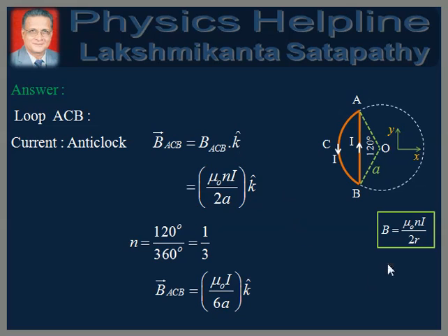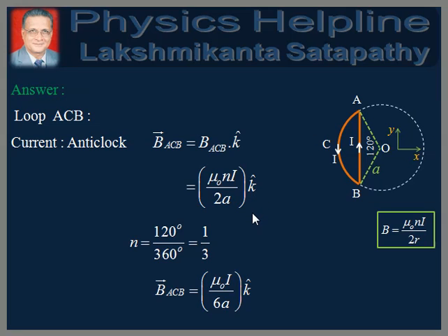Now, we will be using the equation B is equal to mu 0 N i by 2R. This is the magnetic field produced by a circular loop of radius r and N turns carrying a current I. Now in our case, the radius of the circular part is r is equal to a, therefore we write mu 0 N i by 2a into k cap.